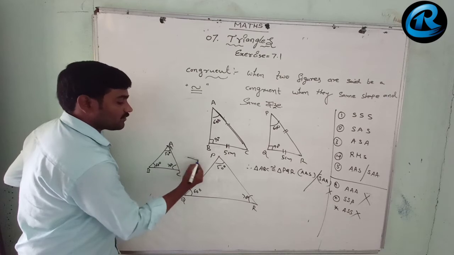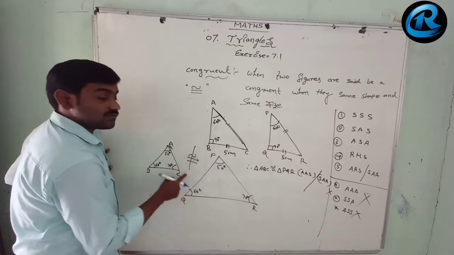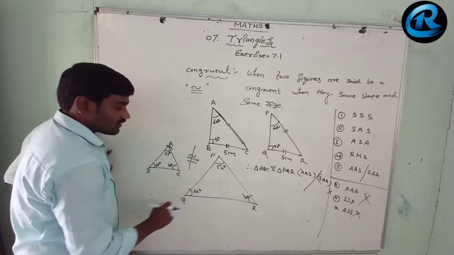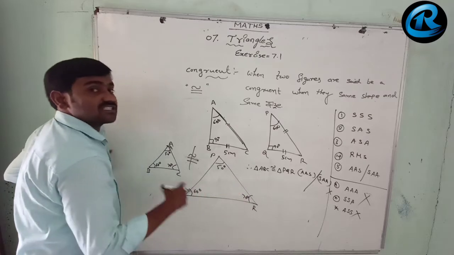They will not be congruent. That means we can write the does not congruent symbol. Congruent symbol, does not congruent symbol. They are not congruent because the sides decide the size.